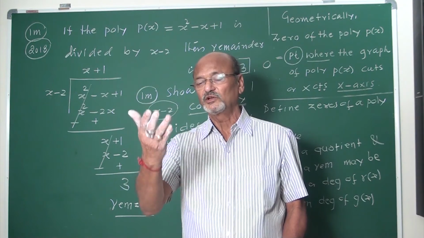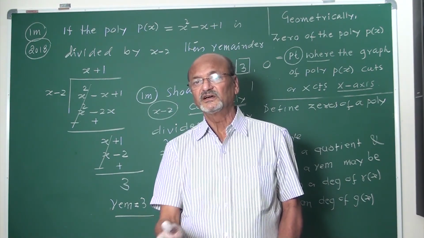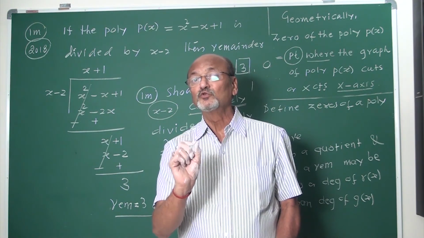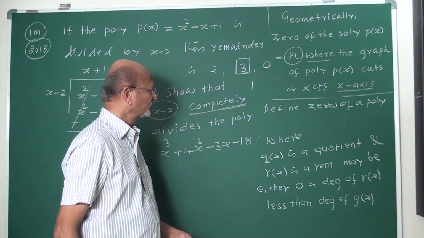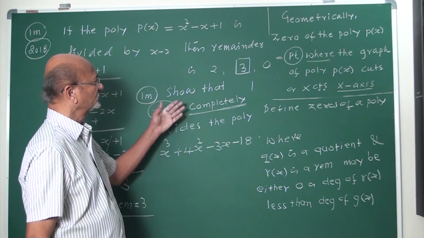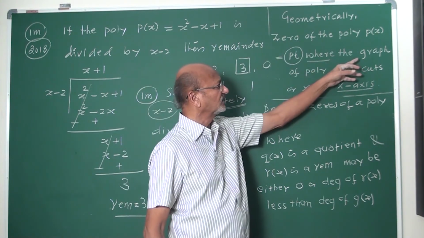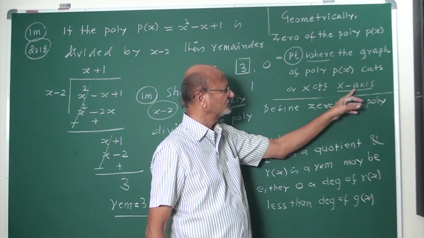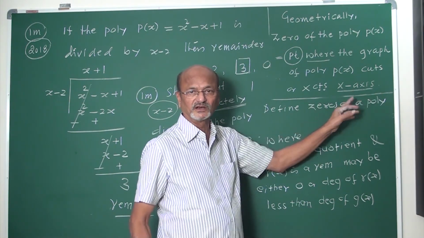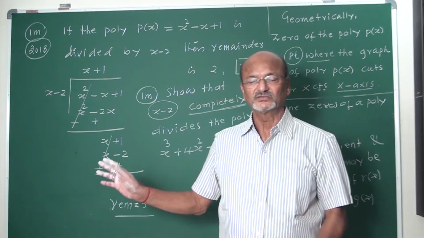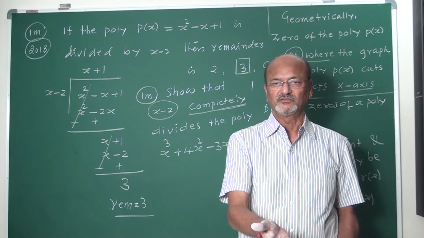Yes, my friends. We have done examples. Varieties of examples we have done. Later, finally, as a conclusion, my friends, I have selected geometric representation. Geometrically, zero of the polynomial is where the graph cuts the x-axis. That point is a zero of the polynomial. Given some figures, even 2-3 examples from the question papers were considered.